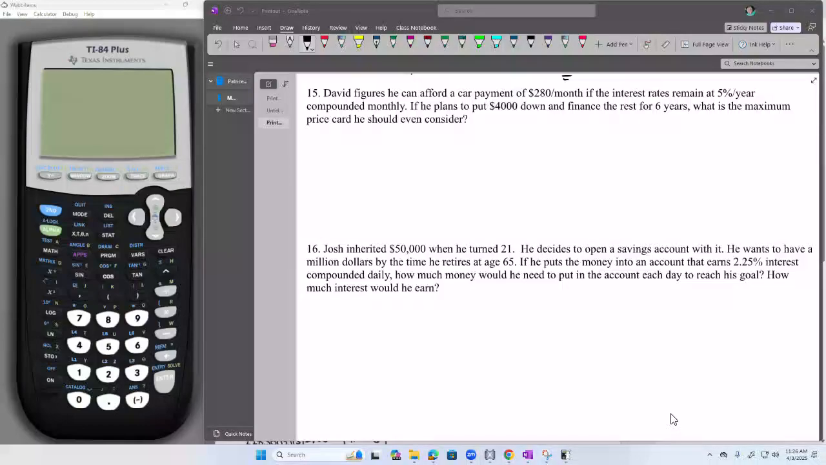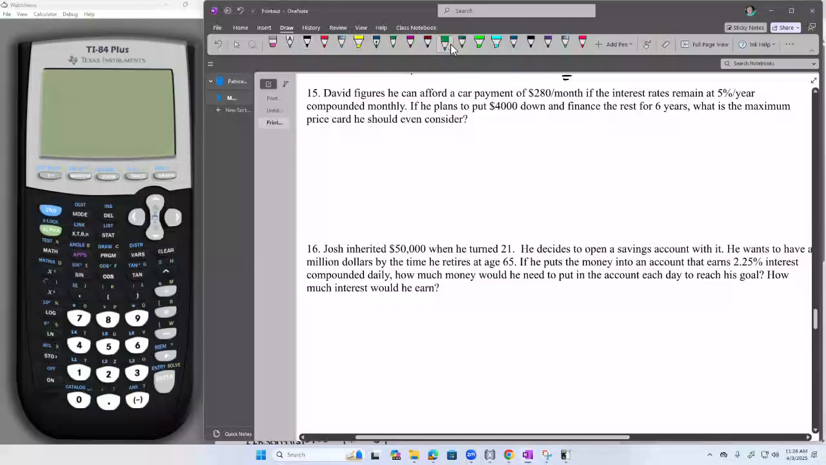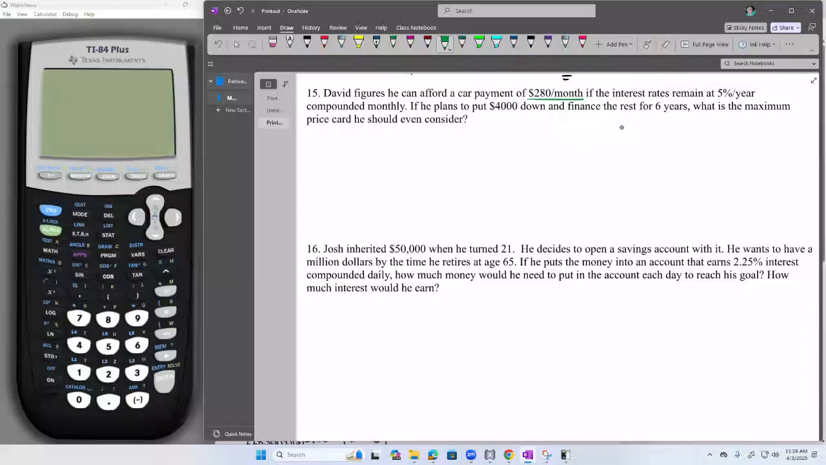So number 15, it says, David figures he can afford a car payment of $280 a month if the interest rates remain at 5% a year. So I'm going to go ahead and write down my stuff here. So he can afford payments of $280 a month. So that's -$280 going to the people who gave him a loan. At 5% interest compounded monthly, so PY and CY is 12, and N, which is M times T, will be 12 times, and I see right above that, 6 years.